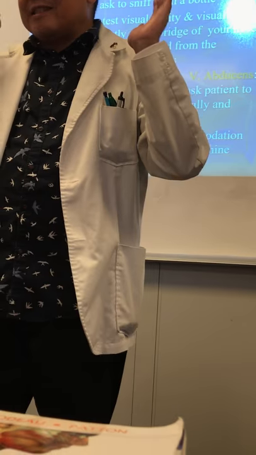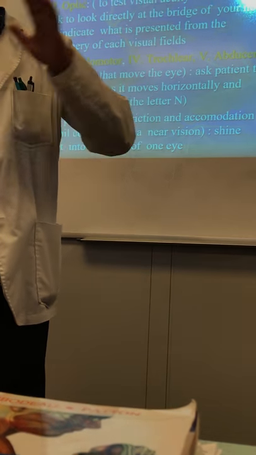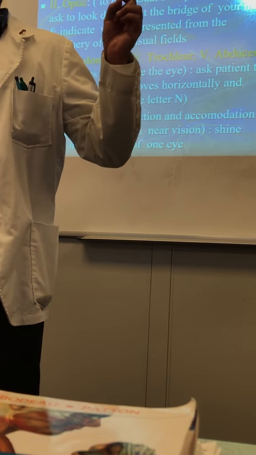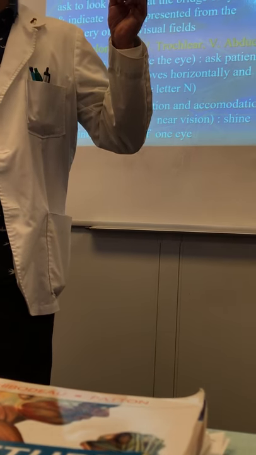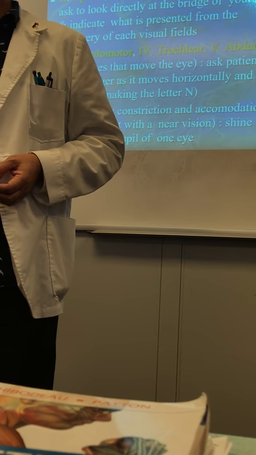So visual acuity will test only for direct vision, right? You also want to test for the peripheral vision. You add them together, that's your visual field. Now, to do that is to do the confrontation. You're going to do a confrontation test.